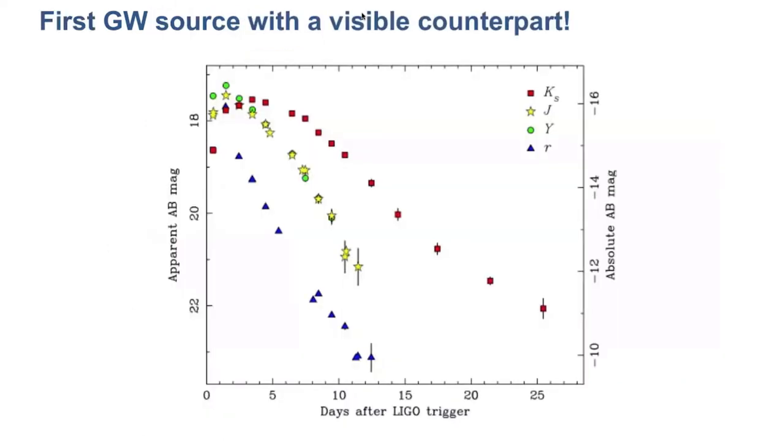But this was exciting because it produced visible light also, right? Two black holes merging don't produce any visible light because light can't escape from either one of them. But it can escape from two neutron stars merging. And so this is the first gravitational wave source that had a visible counterpart. And you can see, this is the days after the LIGO triggered the event. You can see the light that we received from this in various band passes and how that light changed over the first few weeks after this event went off.